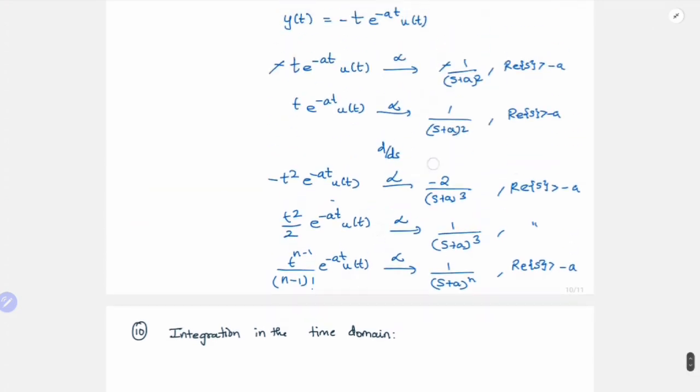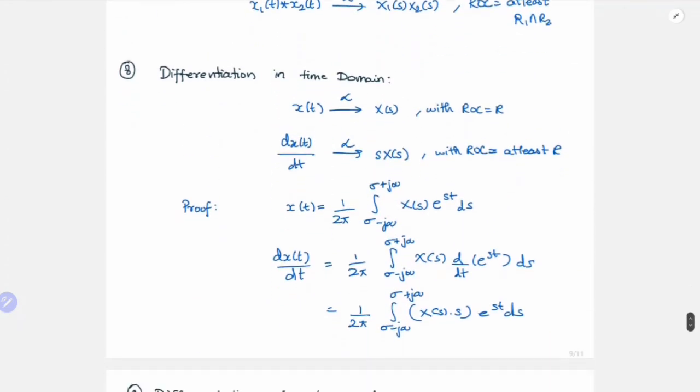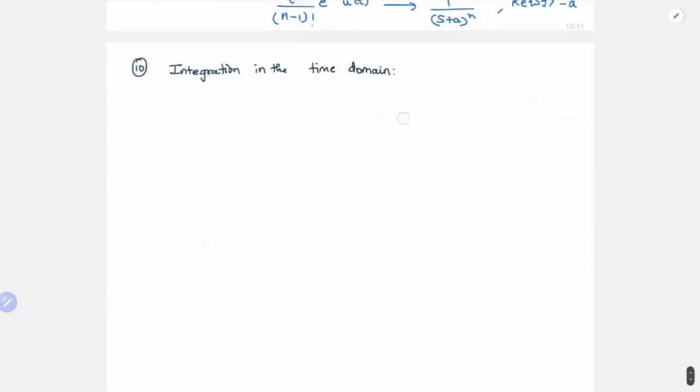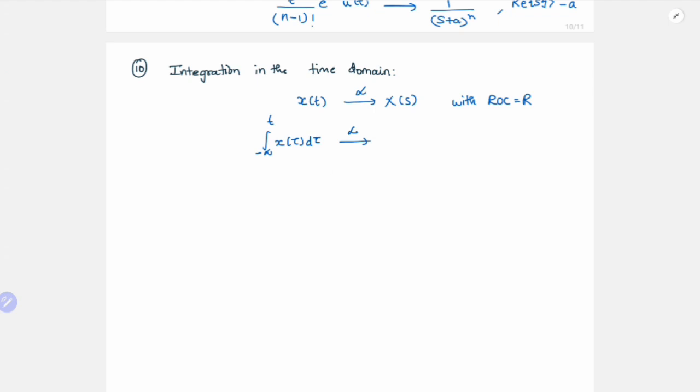So it is nothing but the reverse of whatever we did here, right? Differentiation and integration. So if my x of t has Laplace transform x of s with ROC equal to R, then the integral from minus infinity to t of x of tau d tau, because we have used t here, will have a Laplace transform of 1 by s x of s.